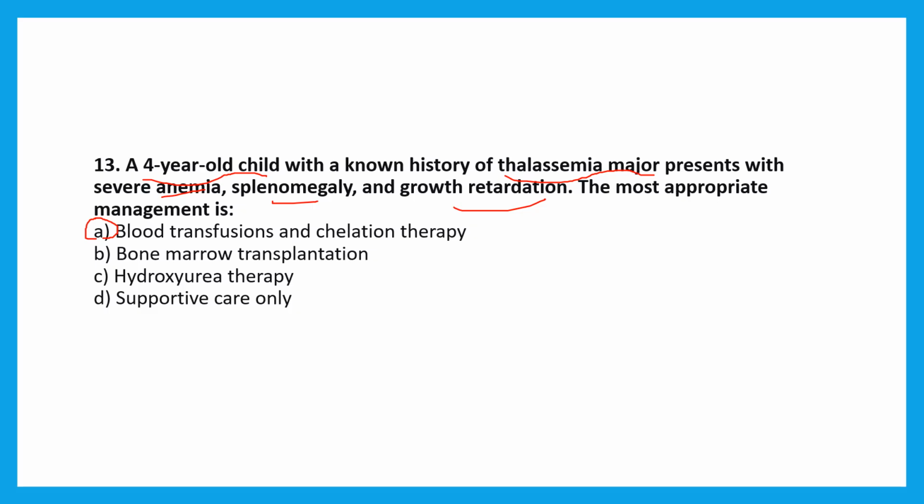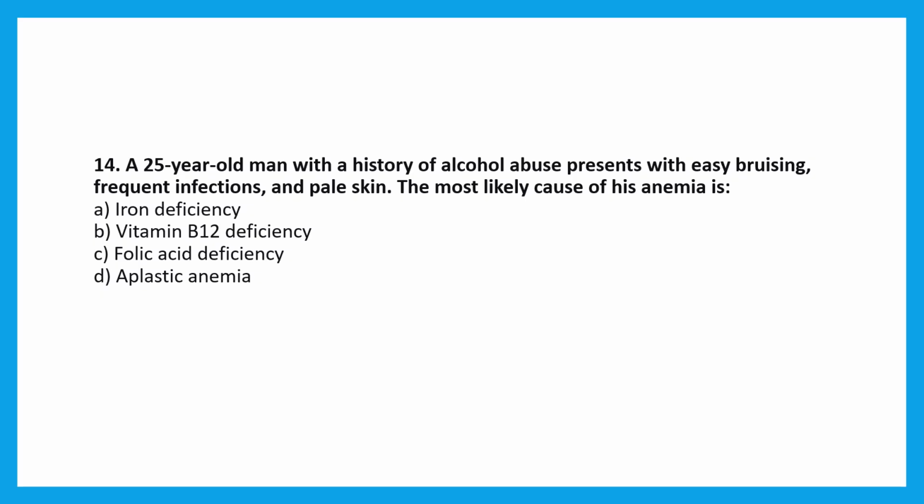Question number 14. A 25-year-old man with a history of alcohol abuse presents with easy bruising, frequent infections, and pale skin. The most likely cause of his anemia is what? This is actually identical. I think we discussed something like this, and I hope you're able to answer very fast.